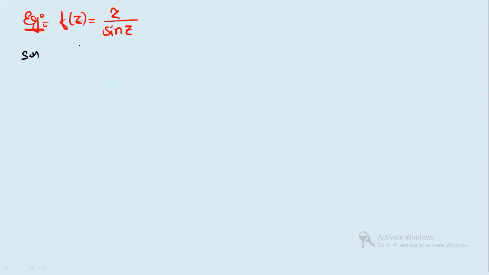So the function is f(z) equals z by sin z. Okay, so it's simple. You will put sin z equal to 0, z equals n pi here again. The same thing is there. Now you will find the residue. So the residue for z equals n pi, it will be equal to what?